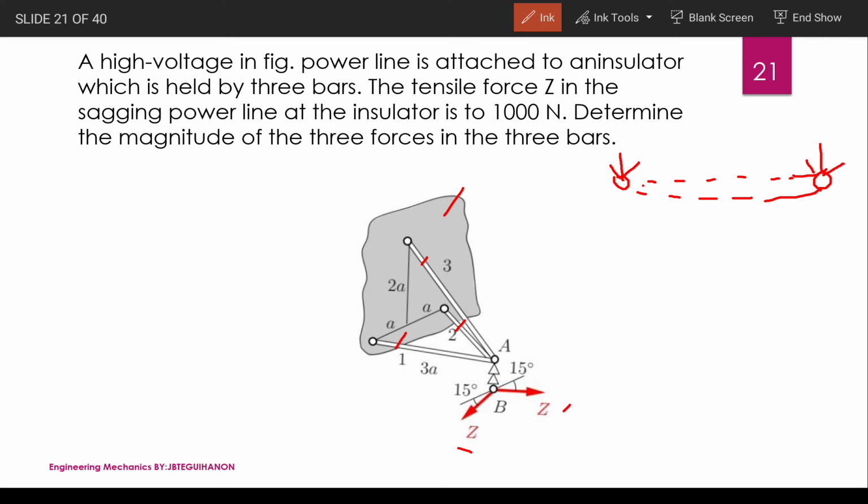Yan, nakaganyan. Pag titignan mo sa front view, so may force yan dito. Meron ka na naman dito to another pull. So itong sinasabi niyang Z, hindi yan. Yan yung Z. Diba? Nakaganyan. Pag tinignan mo this side, yan. Ito tingin mo, front view.